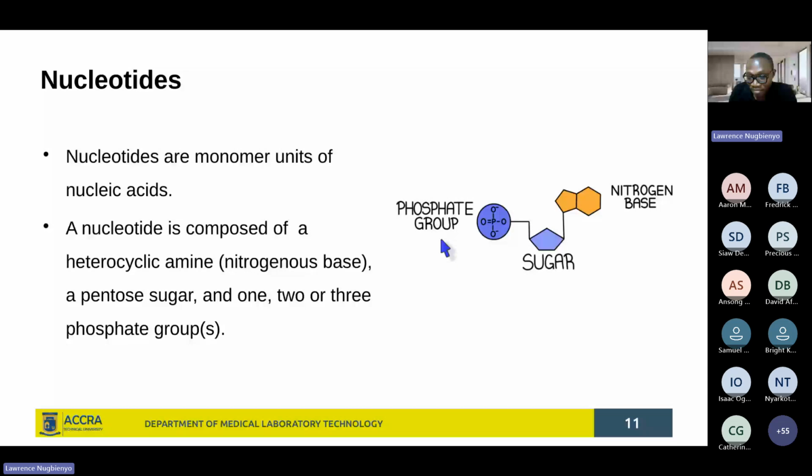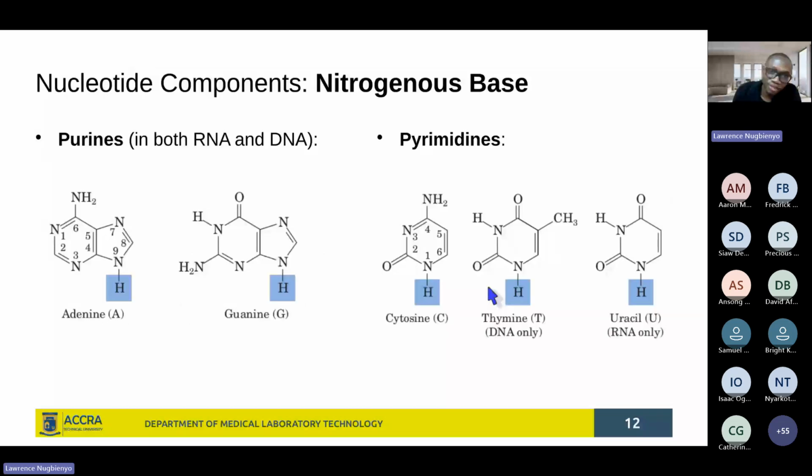Nitrogenous base, yes, we will look at it. And then we'll look at the types of the pentose, the 5-carbon sugars that are present in DNA and RNA. As I said, the phosphate group is an inorganic group that not much can be said about, apart from what I have just said. So that's okay. We'll look at the nitrogenous base and then the sugar. So let's go to the nitrogenous bases first.